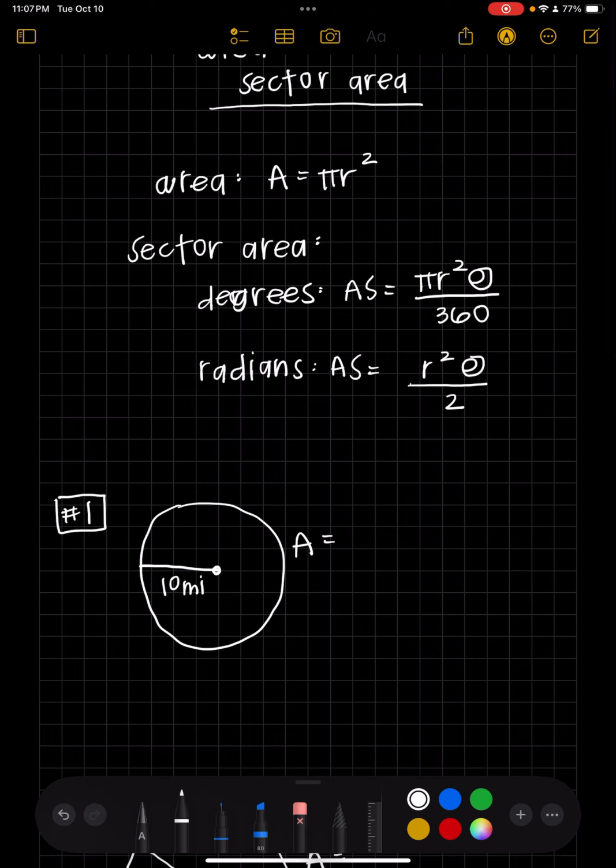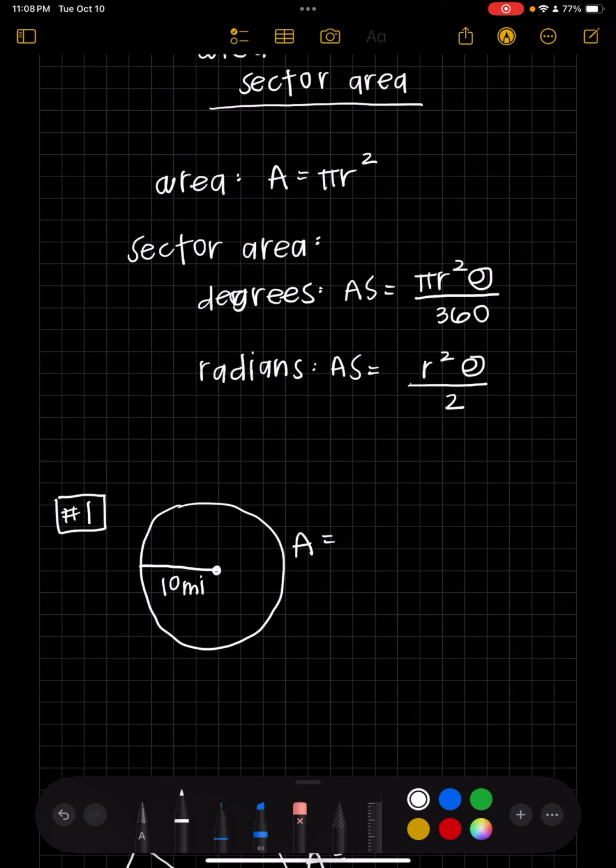So to find the sector area, you first have to decide if you have your angle in degrees or in radians. If you have it in degrees, the formula is that the area of the sector is pi r squared times theta over 360, where r stands for your radius and theta stands for the angle in degrees. And if you have your angle in radians, the area of the sector formula is r squared times theta over 2, where r again stands for radius and theta stands for the angle in radians.